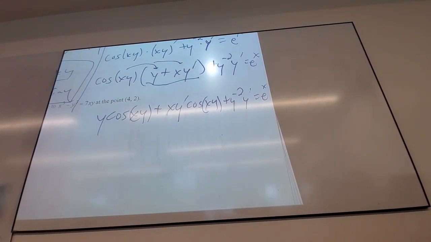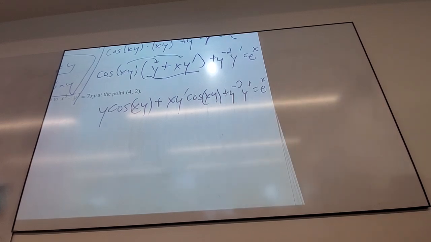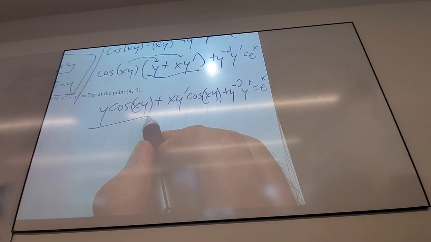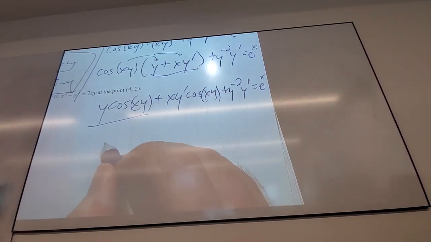Someday I'll actually give myself enough room. Okay. And now what's the only thing that's in the wrong place? What's in the wrong place? Y cosine of... Yeah, this guy's in the wrong place. He doesn't have a y prime. Everybody else over here does. And they're all like, get out of here. You are cheese.